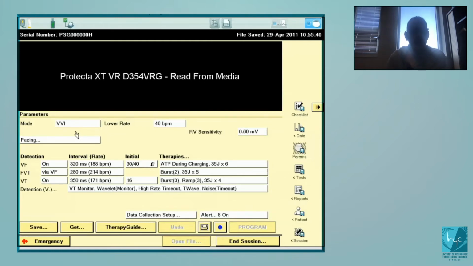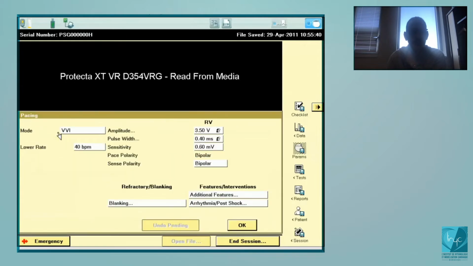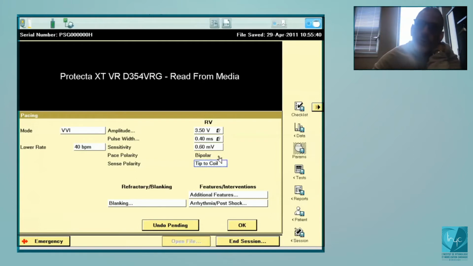So if you click on pacing, I think that in Medtronic devices, you have more risk to have T-wave oversensing, but you have an advantage compared to all the other competitors, is that you can modify the sense polarity. If you click on it, you can program it to tip to coil. That's a specificity for Medtronic device.